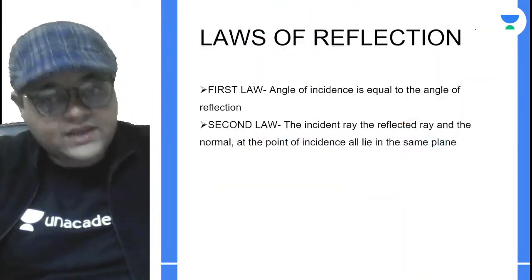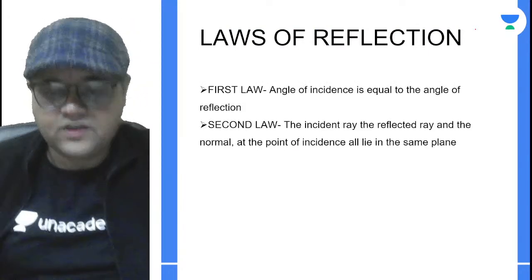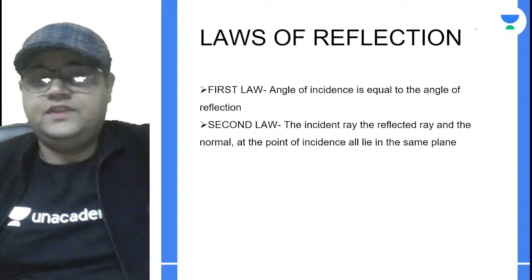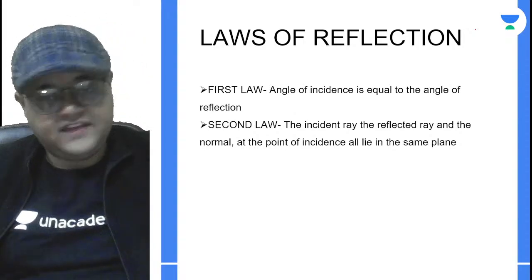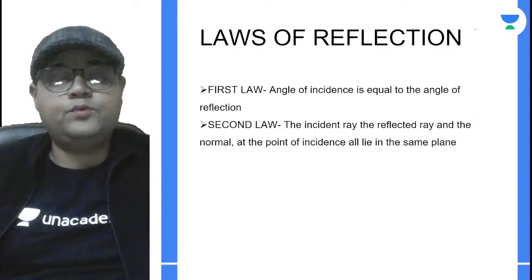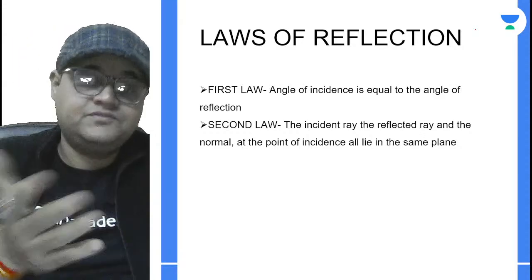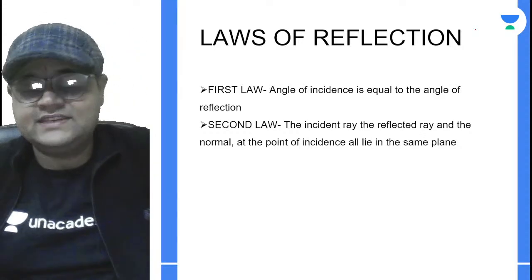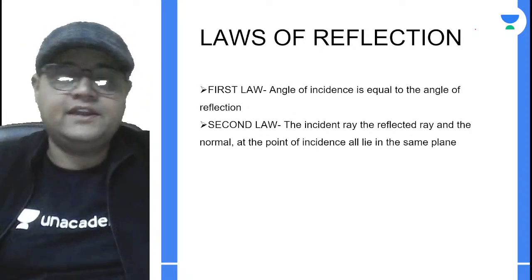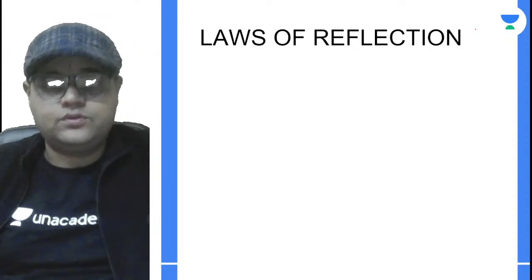That adds value. Now let's talk about the law of reflection. There are two basic laws. The very first is that the angle of incidence is equal to the angle of reflection, and the second is that the incident ray, the reflected ray, and the normal at the point of incidence all lie in the same plane. You have been studying these laws from class 6, 7, 8, 9 maybe, but there's no problem. I'll be telling you in a more elaborative form. Rather than the theoretical part, let's see how things go.